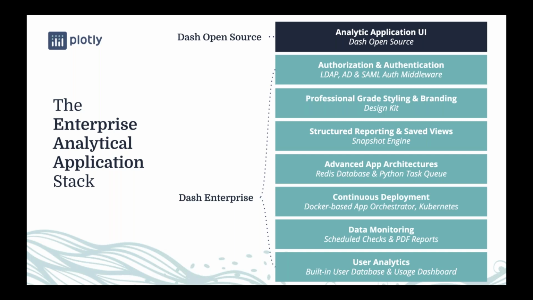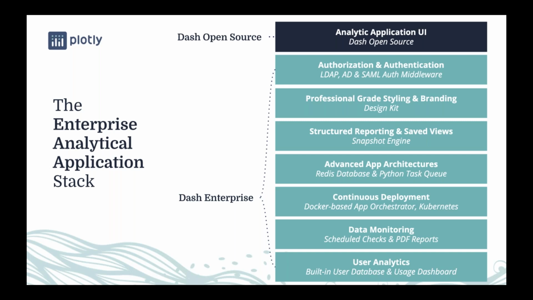It includes a professional-grade styling and branding design kit so that data scientists can focus on function and not form. The built-in snapshot engine allows users to save application views as shareable links or print-ready PDFs. Dash Enterprise also comes with ready-to-go template applications that implement advanced application patterns such as data connections and task queues to manage jobs running on distributed clusters.